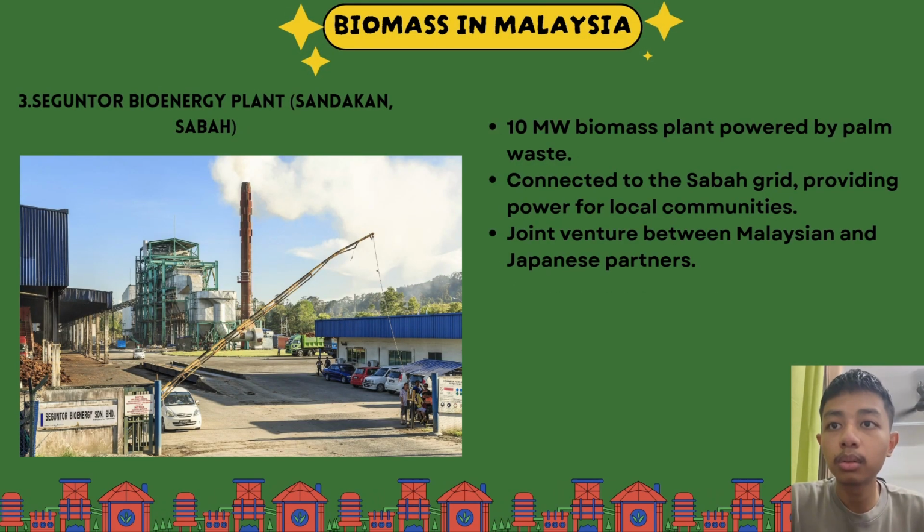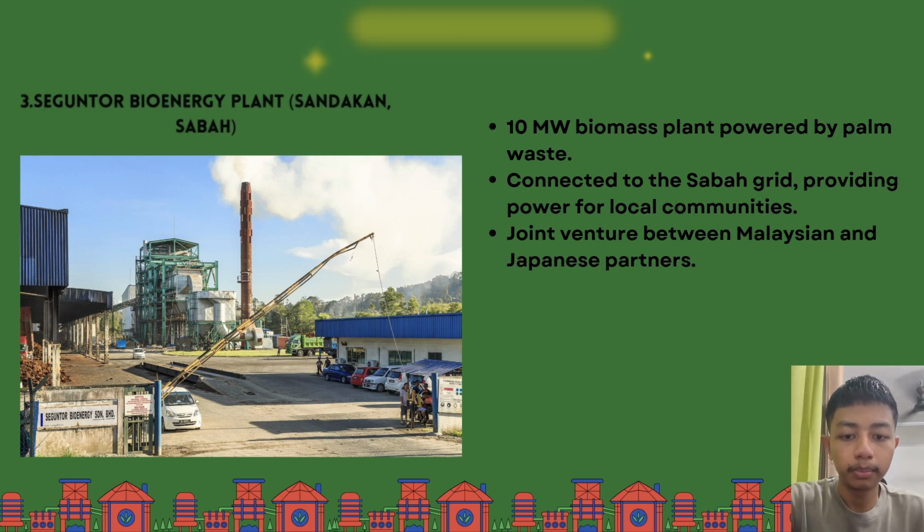The third is the Segunting Bioenergy Plant, Sandakan, Sabah. It is a 10 megawatt biomass plant powered by palm waste. It connects to the Sabah grid, providing power for local communities. It is a joint venture between Malaysian and Japanese partners.